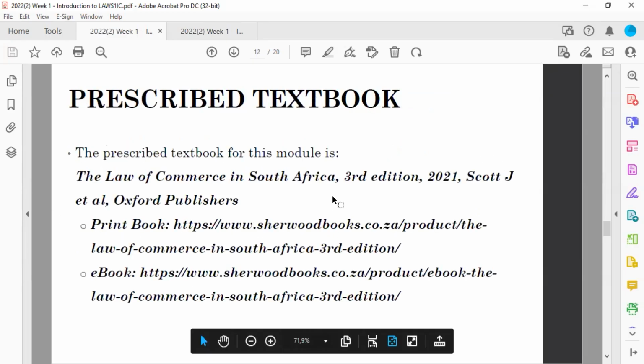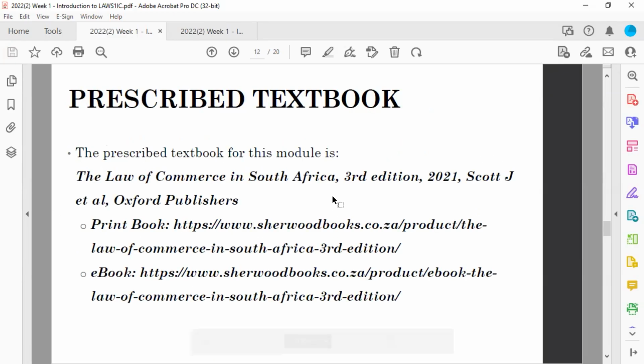Your prescribed book, I don't know if any of you checked the announcement that I sent out earlier today, but we have acquired some access to the online book, right? So the online book is available. The link is there under announcements, but I would still advise you to purchase the Law of Commerce in South Africa textbook, right?